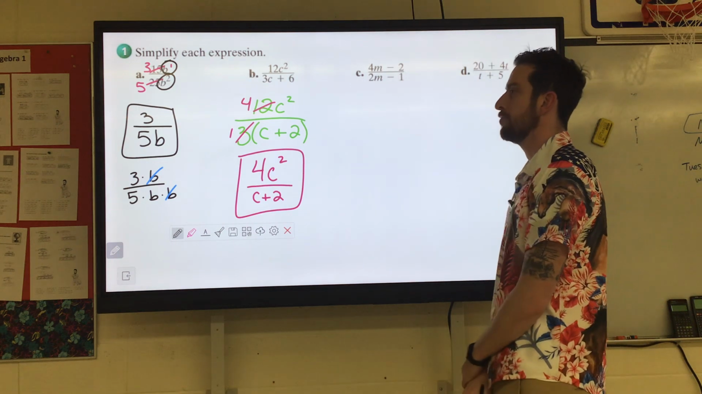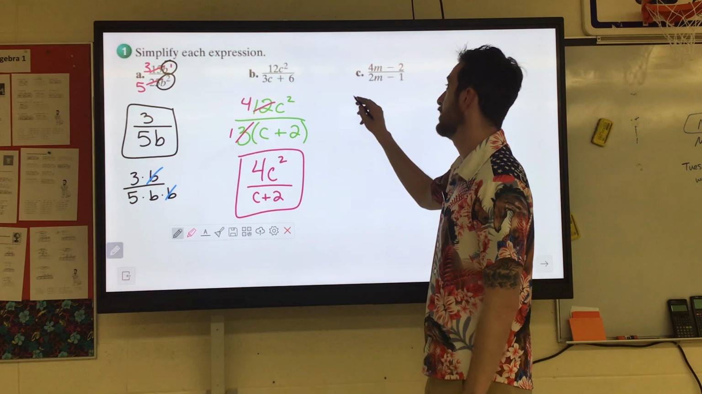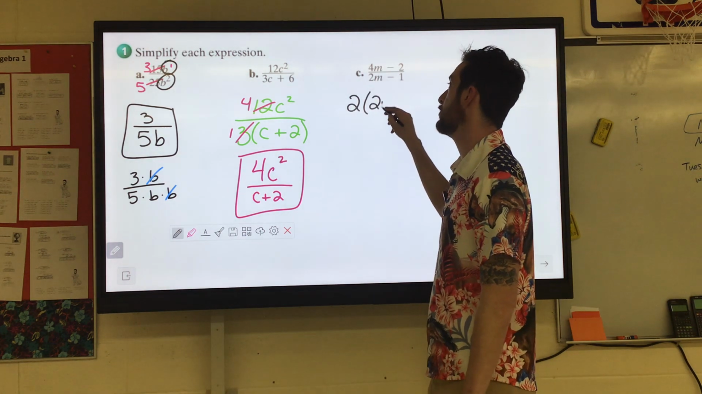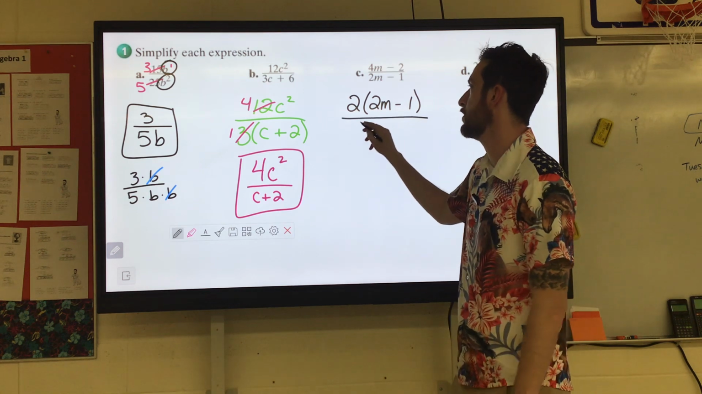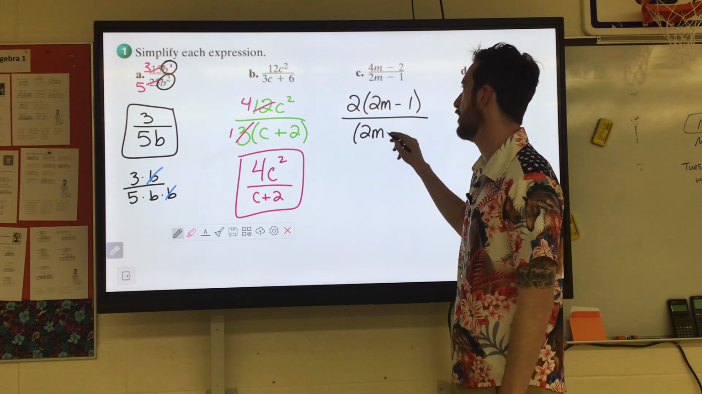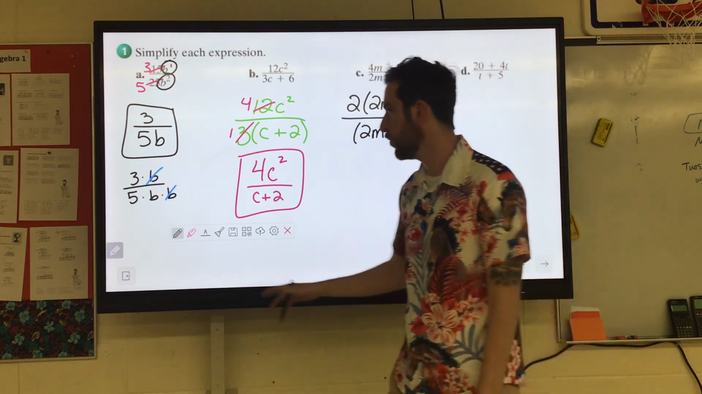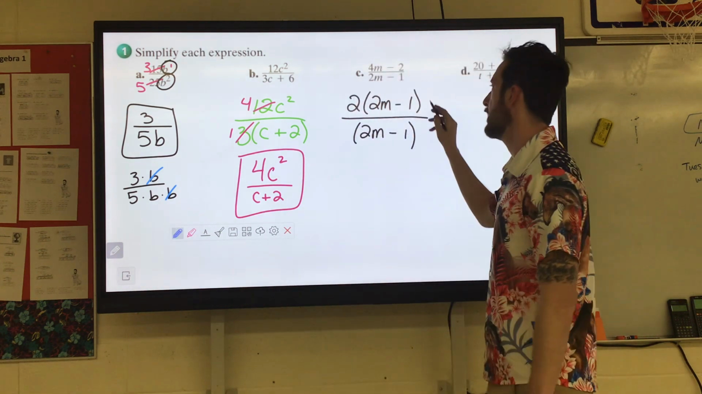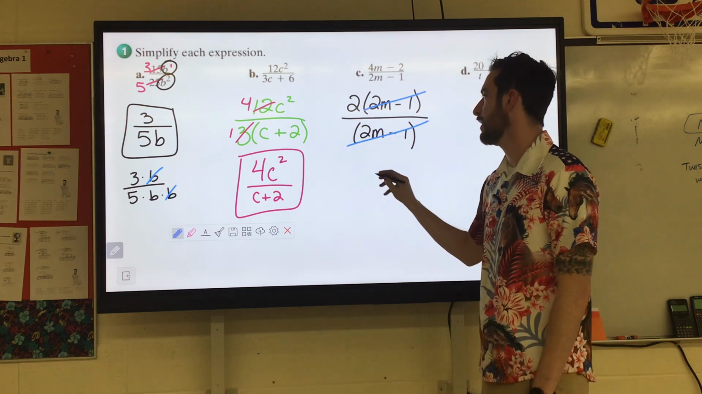4m minus 2. I know that those are both even numbers. I could factor out a 2. 2 times 2m is 4m. 2 times 1 is 2. And if you look at the denominator, they both have a 2m minus 1. As a group, we can cancel out the 2m minus 1 for the 2m minus 1. The only thing that didn't cancel out is the 2.